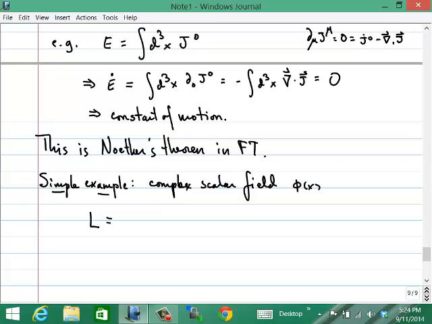And I would like my action to not only be a Lorentz scalar, but I would like it to be real. That's for reasons that will become clear later on. So my action I'm going to take to be d mu phi star d mu phi minus m squared phi star phi. That's just a simple example.